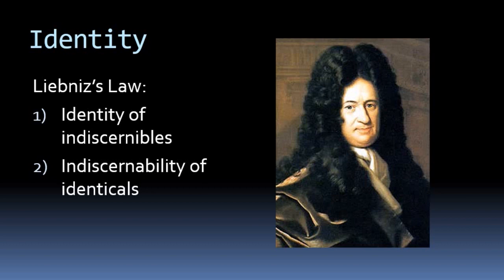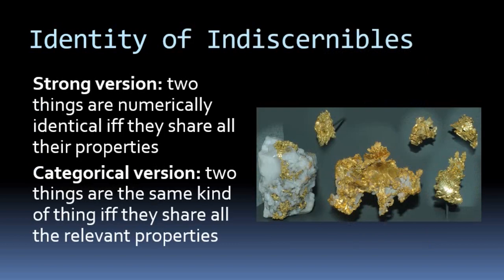I think the first one is the one that we're going to work with today, and we're going to work with a specific version of it. So there's the strong version, which is not relevant to us. Two things are numerically identical if and only if they share all their properties. IFF is, by the way, philosophers speak for if and only if. We use that phrase often enough that we coined our own word for it. So two things are numerically identical, that is, they're literally the same thing, if they share all of their properties.